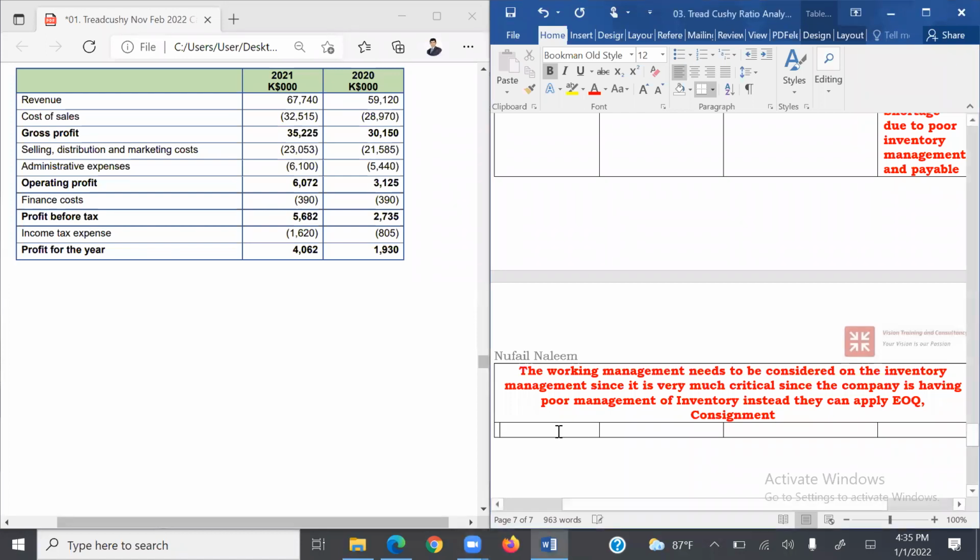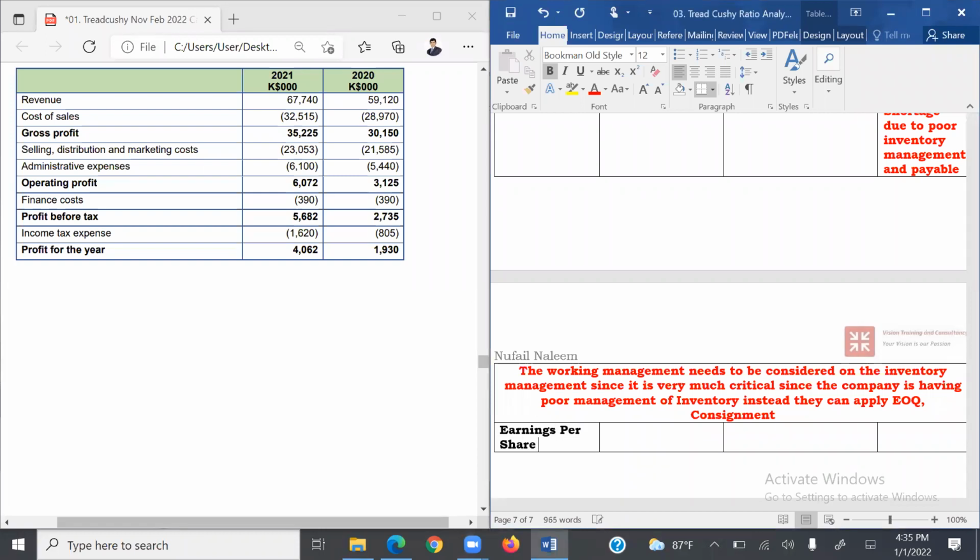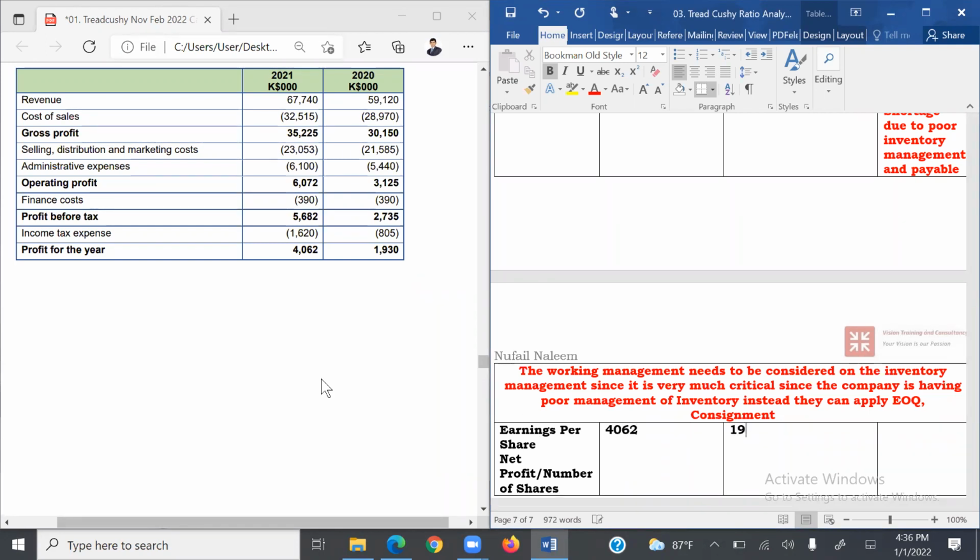So let's write down here earnings per share. That is very simple. Net profit, that means profit for the year. This is a basic earning per share divided by number of shares, divided by what, students? Number of shares. Students, I believe that is fine for you. So 4062, I'm taking the net profit, 1930. I believe that is clear.